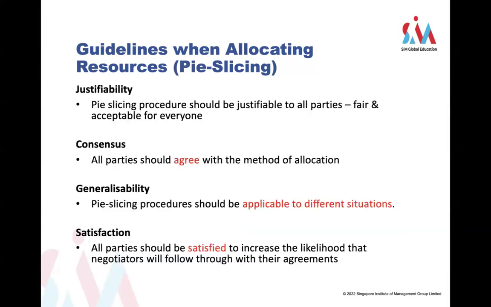Justifiability, it is justifiable to all parties. It is fair and acceptable for everyone. All parties should agree with the method, okay, consensus. All parties agree with the way you distribute the resources. Generalizability, it is applicable to different situations, and all parties should be satisfied with the way the resources are allocated. If not, okay, there may be conflict and people will not follow through with their agreements. So these are the 7 guidelines when it is time for you to allocate the resources.